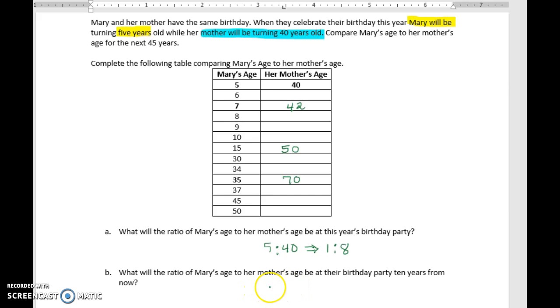And then what would be the ratio of Mary's age to her mother's age at their birthday 10 years from now? So 10 years later, Mary's going to be 15, her mother will be 50. So we have a 15:50 age ratio. And then we can simplify that just because both of these numbers are divisible by 5, and so we could write it in a more simplistic form. So you can use this chart to continue to finish out the rest of these couple of problems.